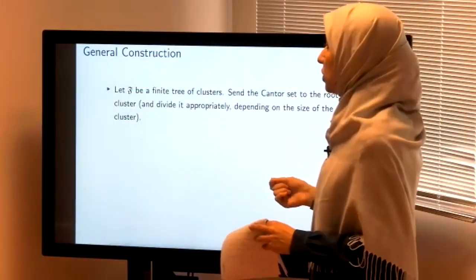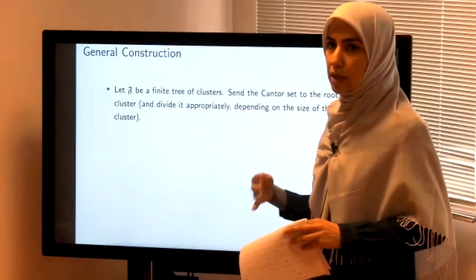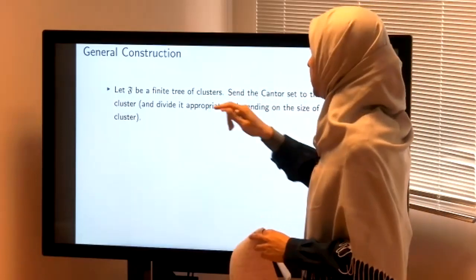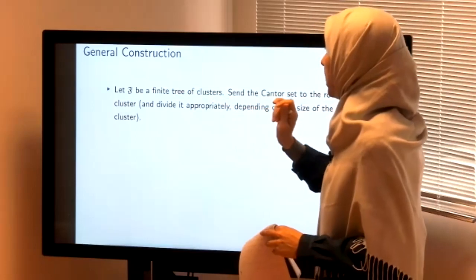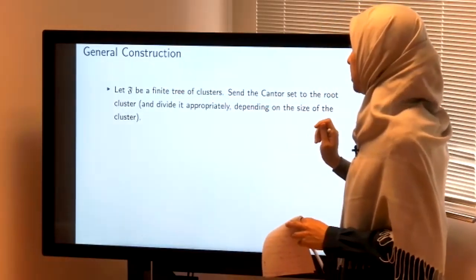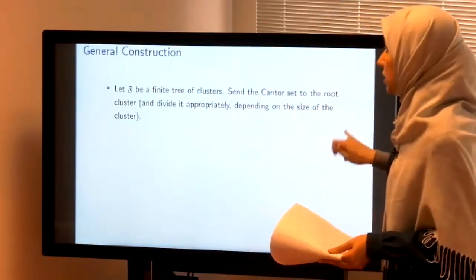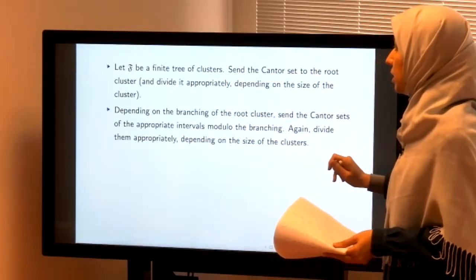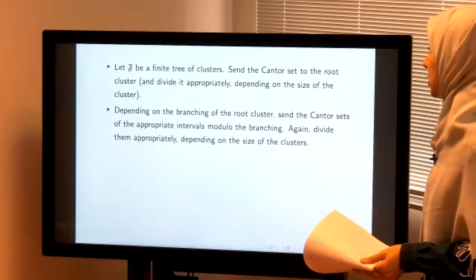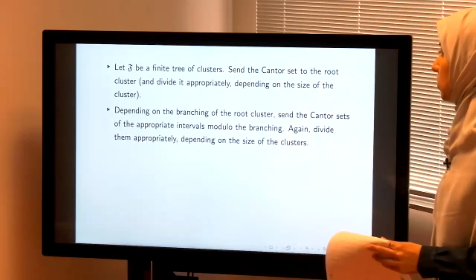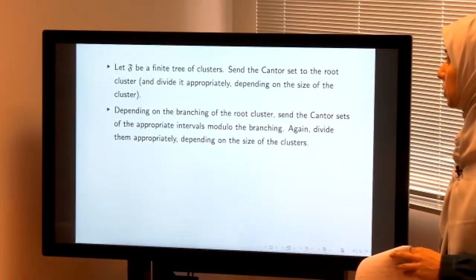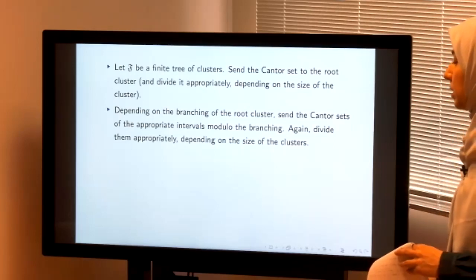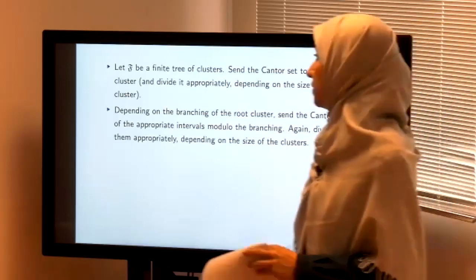Then we are going to use the same method as we used for trees. We send the Cantor set to the root cluster and divide it appropriately depending on the size of the cluster. And depending on the branch of the root cluster, send the Cantor set to the appropriate intervals, modulo the branching. Again, divide them appropriately depending on the size of the cluster.